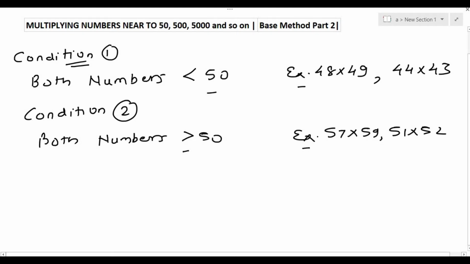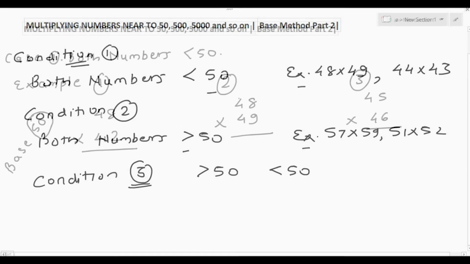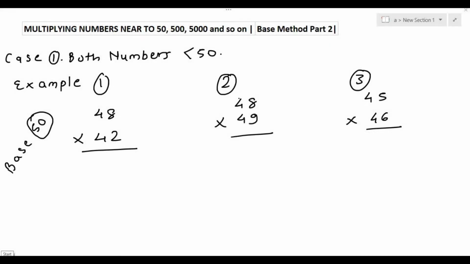And there can be one more condition which we won't be covering in this video. I'll be covering this trick in the upcoming videos, where one number is above 50 and one number is below 50. So this condition 3 I'll be covering in the upcoming videos. So let us see the first two conditions in this video. So let's move on.